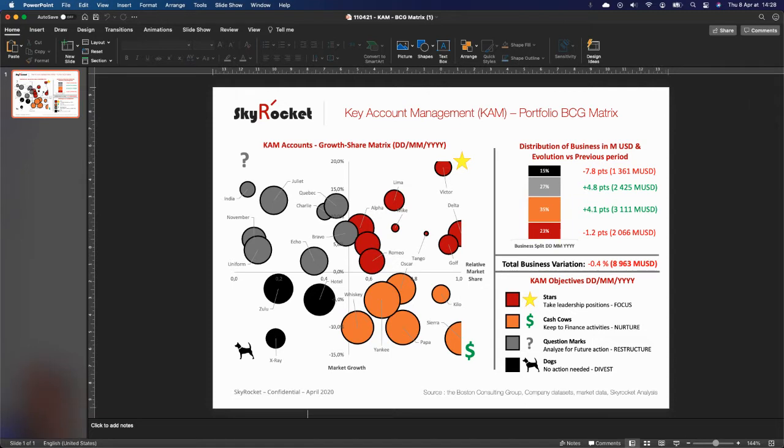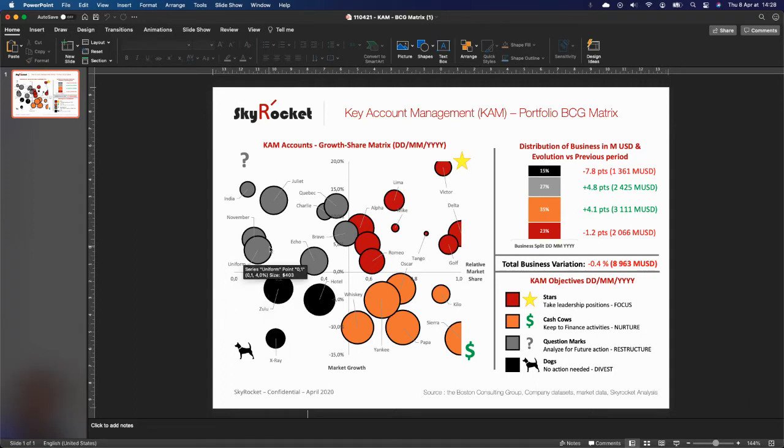To accomplish this, I took inspiration from the Boston Consulting Group's, alias BCG, growth share matrix, which some of you may know. So here in this little video, I'll explain basically how the template works and how you can use it for your own set of accounts.